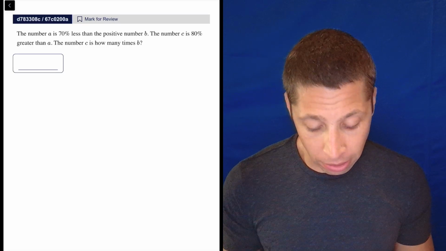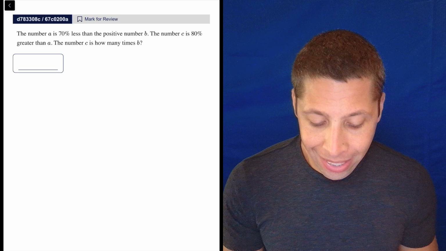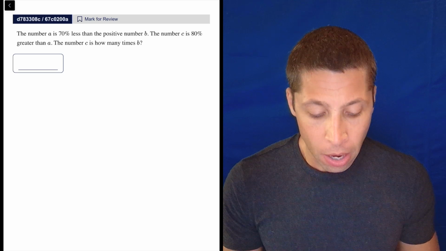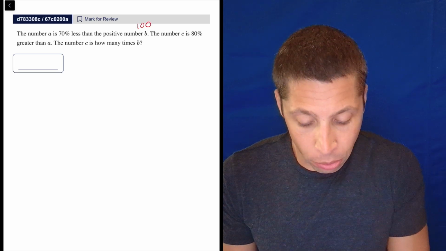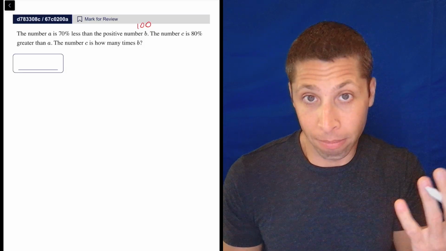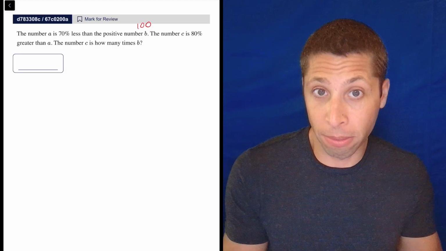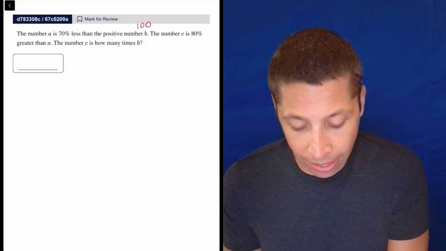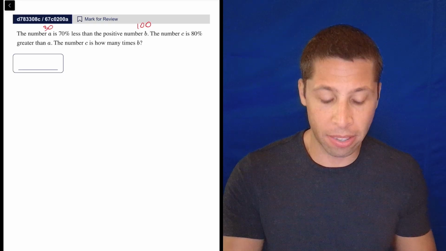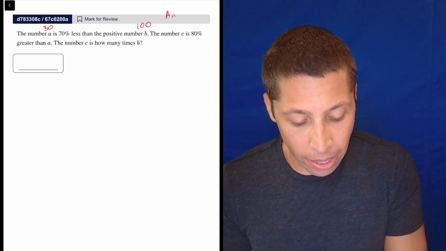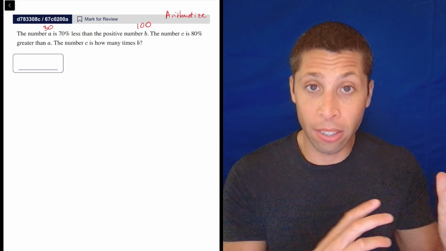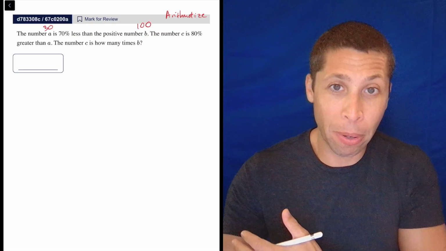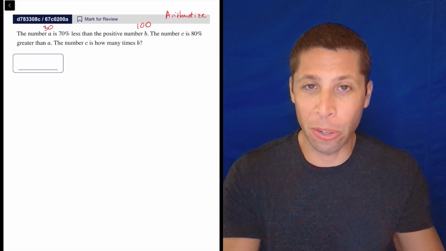So the first sentence here, let's just take it one sentence at a time. The number A is 70% less than the positive number B. Right away, my instinct is, let's make B 100. So 70% less than that, well, 70% of 100 is 70, so 70 less than that is 30, right? So I get two arithmetized numbers very quickly. And I'm arithmetizing because I don't want to be dealing with the percentages changing and having a bunch of letters on top of that. Let's just focus on one thing.